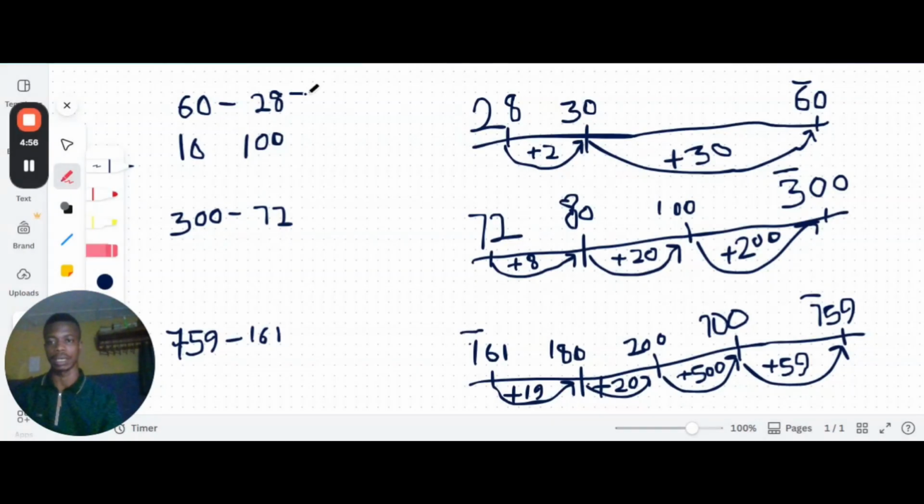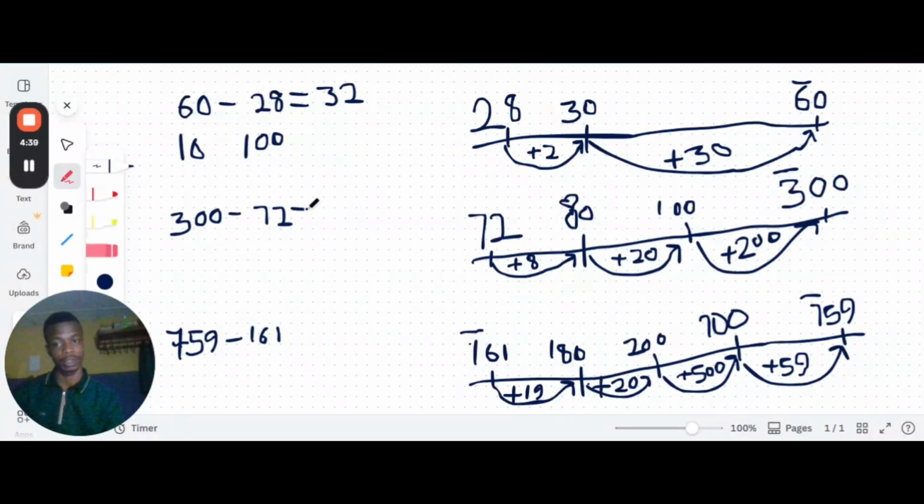Alright, and now it's time for us to find the answer. 60 minus 28. This is 2, this is 30. When we add them together, what do we have? We have 32. So 60 minus 28 is 32.